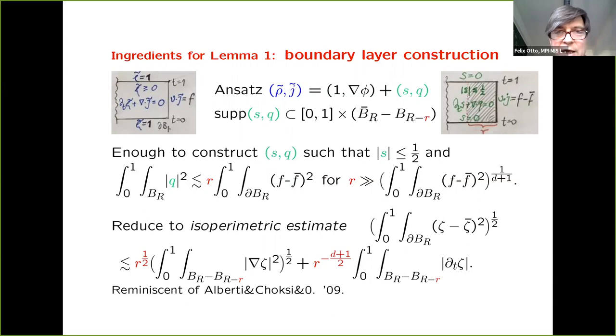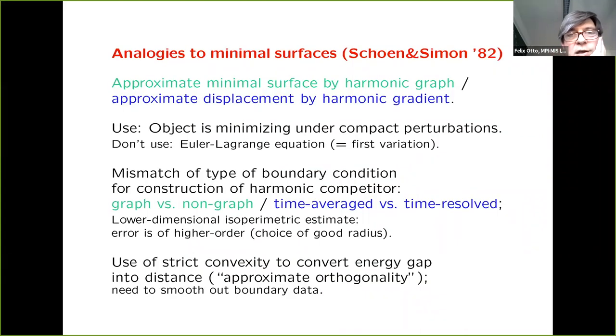Do a boundary layer, and now that brings me almost to the end, because now I can draw the analogies to what's done in minimal surfaces, and in a certain sense, it's closest to what we found in an old paper by Schoen and Simon, which gives a completely variational approach to the regularity of the minimal surface problem in the setting of currents.